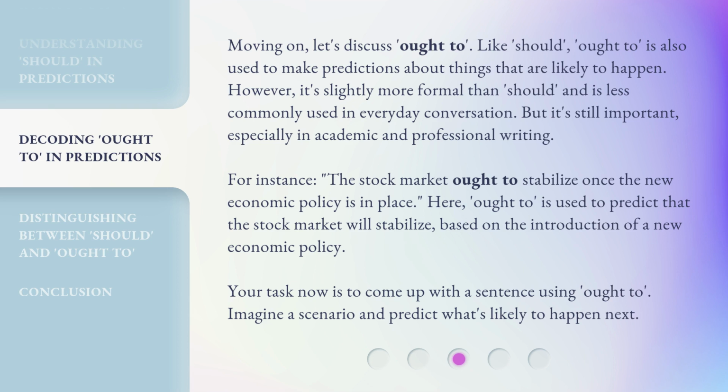For instance, the stock market ought to stabilize once the new economic policy is in place. Here, ought to is used to predict that the stock market will stabilize, based on the introduction of a new economic policy. Your task now is to come up with a sentence using ought to. Imagine a scenario and predict what's likely to happen next.